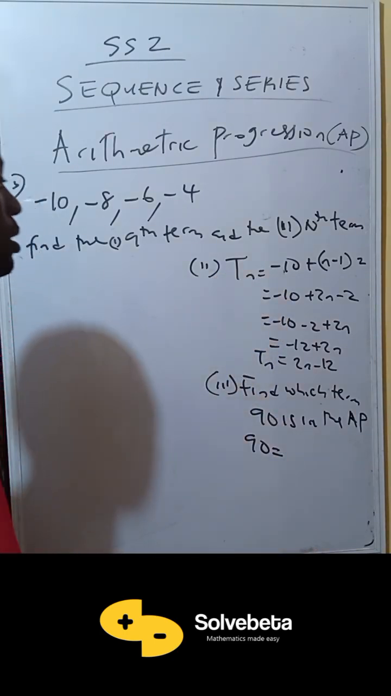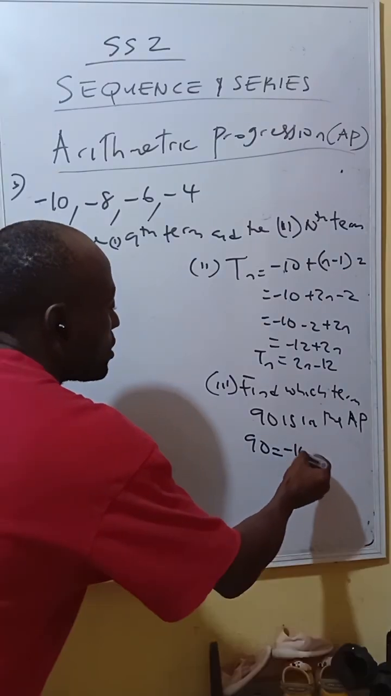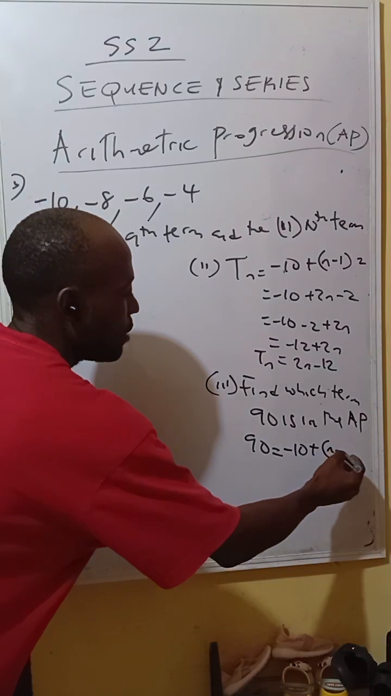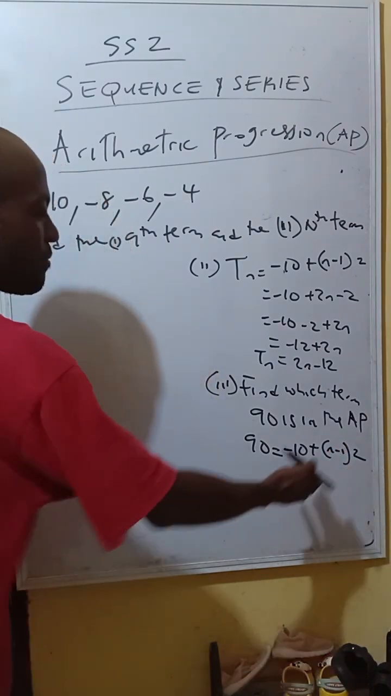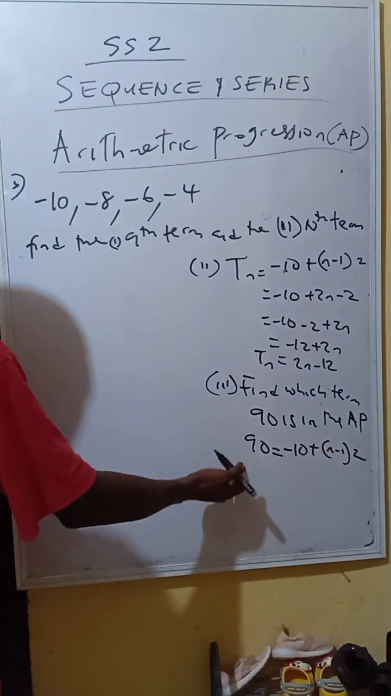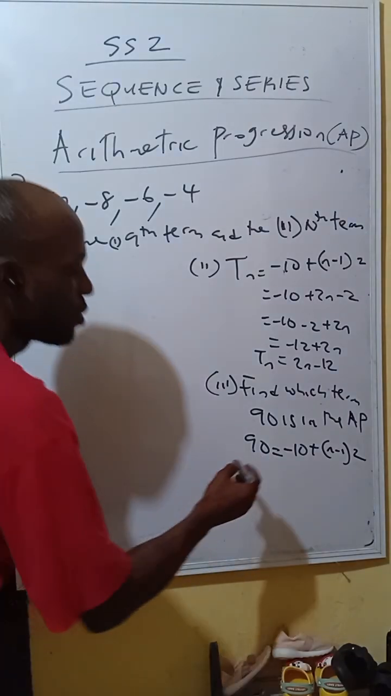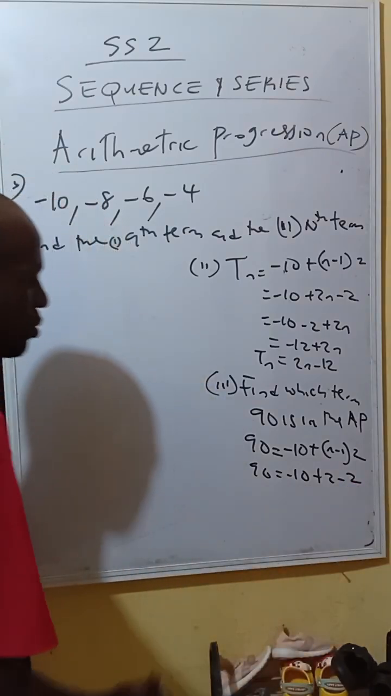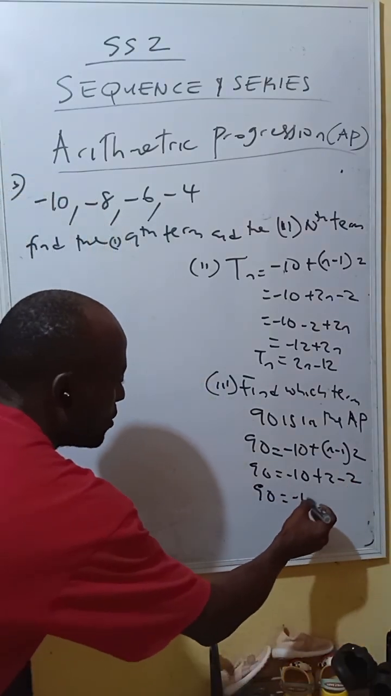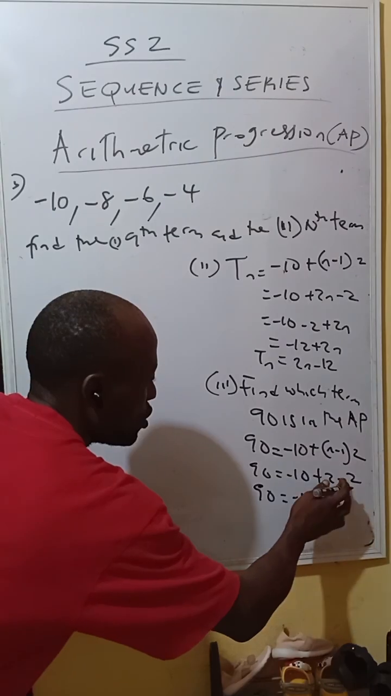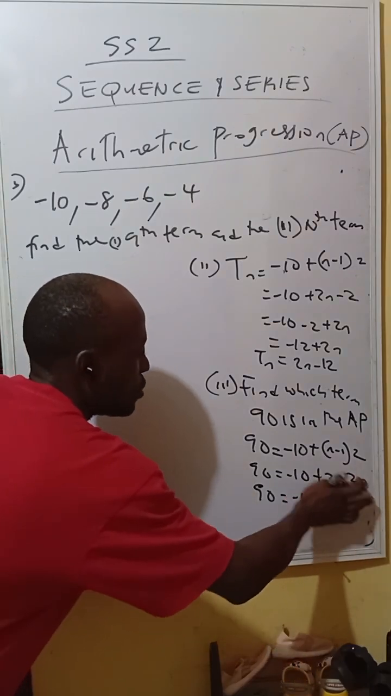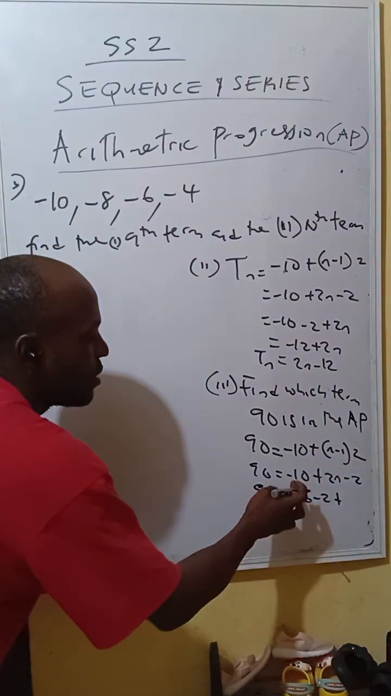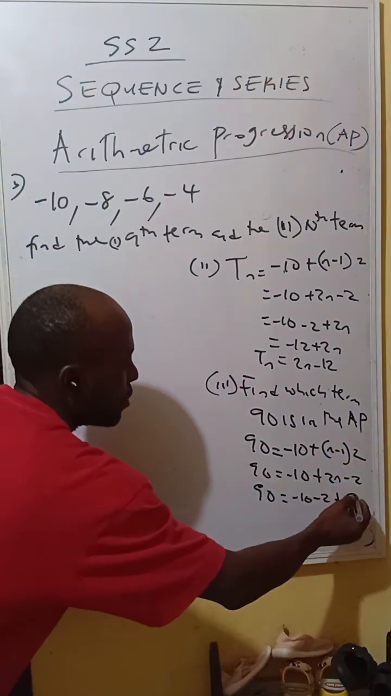So 90 is equal to minus 10 plus (n minus 1) times d, where d is 2. n will be left alone because we're looking for the position of this 90. So 90 equals minus 10 plus 2 times (n minus 1). 2 times n is 2n, and 2 times minus 1 is minus 2. So minus 10 minus 2 plus 2n.